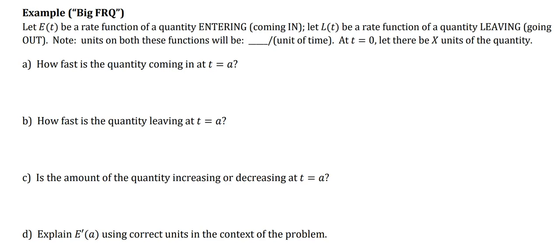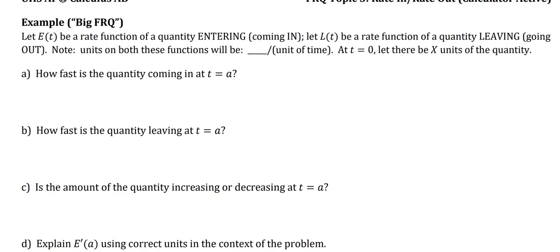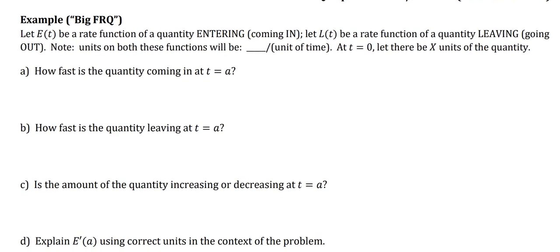All right, let's read part A. It says, how fast is the quantity coming in at t equals a? Well, what answers the question, how fast? The derivative, right. Notice, though, that E of t and L of t are already derivative functions, right? They're already rate functions. They will already have units of something per unit of time, okay? So for how fast is the quantity coming in, we're just going to take E of t and evaluate it at a, okay? And again, the units will be something per unit of time there.